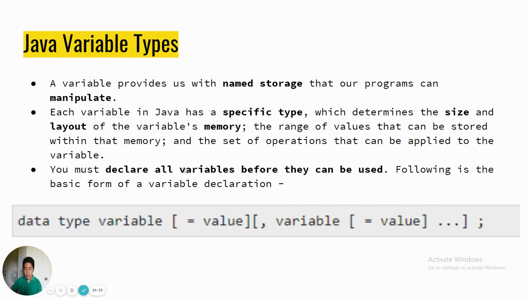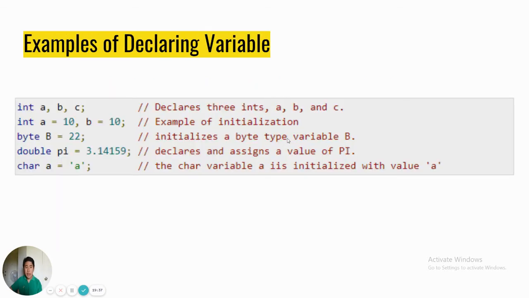So now guys, let's continue to the next slide. So here, I have some examples of how you declare a variable in Java programming, okay? So here, for example, the first one, you declare an integer named ABC. So here you declare 3 variables. Okay, the first name is A, the second name is B, the third name is C.